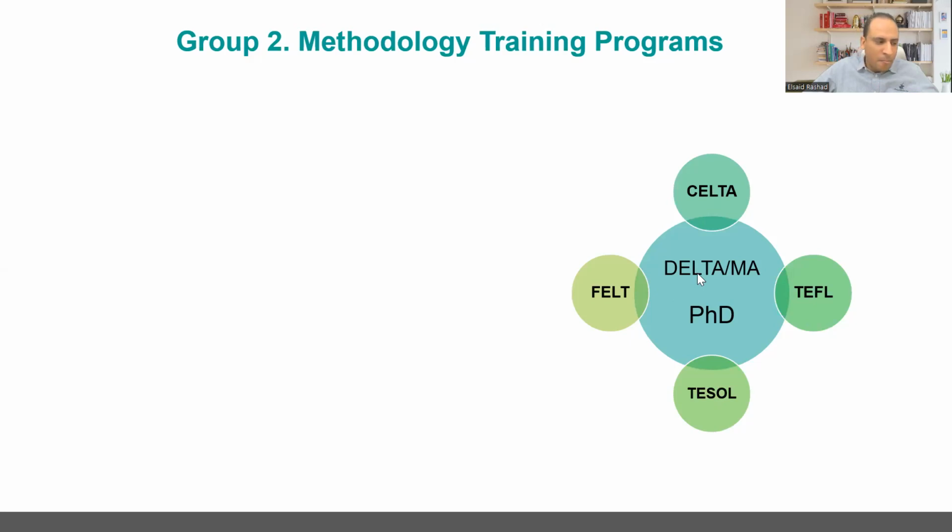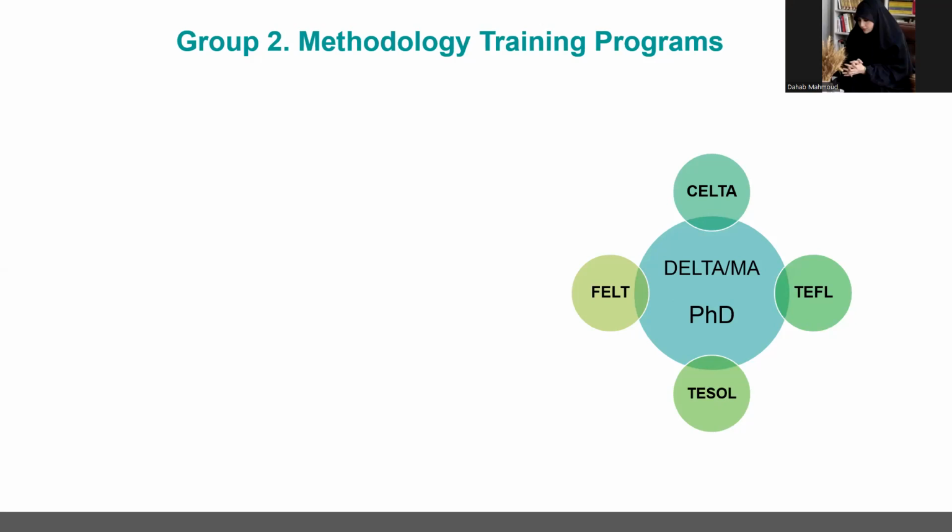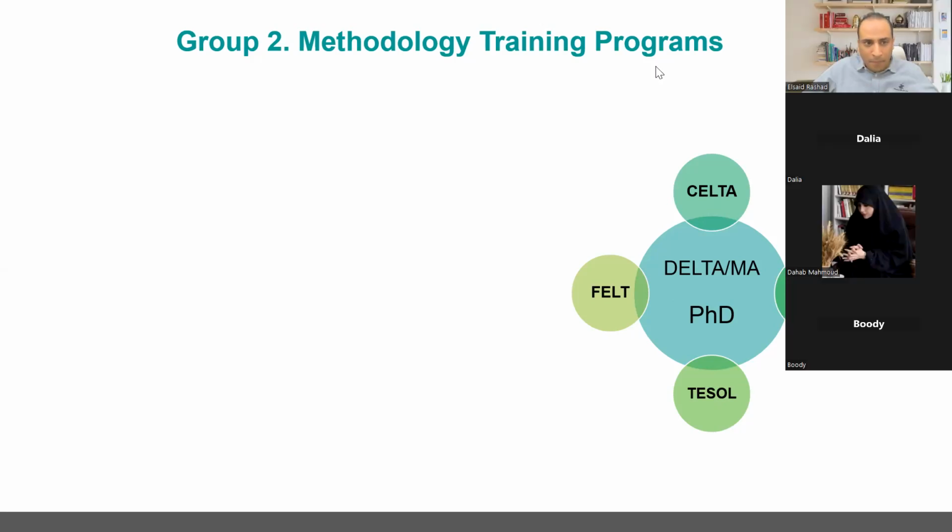Delta is not a certificate. It's a diploma. You're right. And MA is not a certificate, is not a diploma, it's a Master's. It's a degree. A degree of arts.